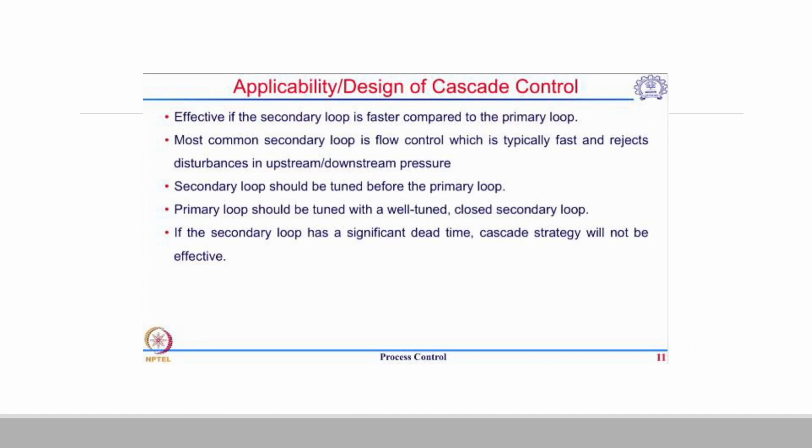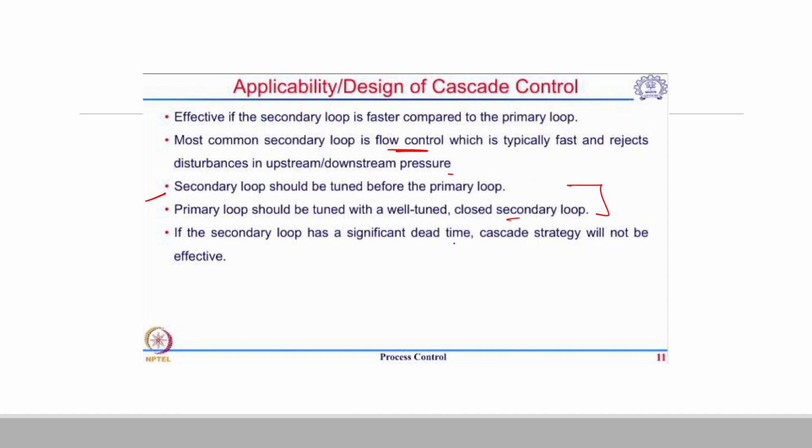So these are a few of the comments related to the applicability or the design of cascade controller. So as discussed, the secondary loop should be faster. That is, the cascade control strategy is effective if the secondary loop is faster compared to the primary loop. And most commonly, the secondary loop is flow control, which is typically fast and rejects disturbances in upstream and downstream pressure. So secondary loop should be tuned before the primary loop. That is, the parameters of the secondary controller should be tuned properly, and then only we can tune the primary loop. So primary loop should be tuned with a well-tuned closed secondary loop. That is, these 2 points are more or less similar.